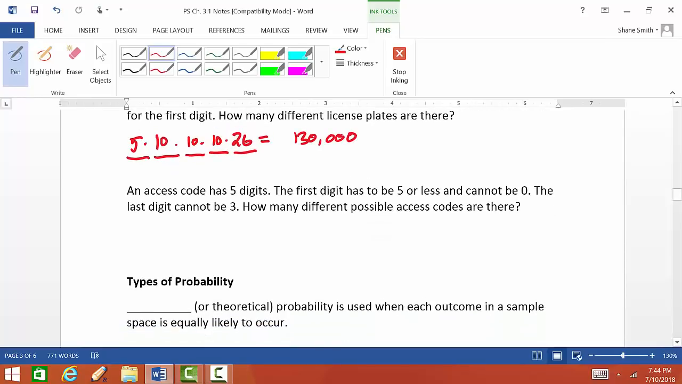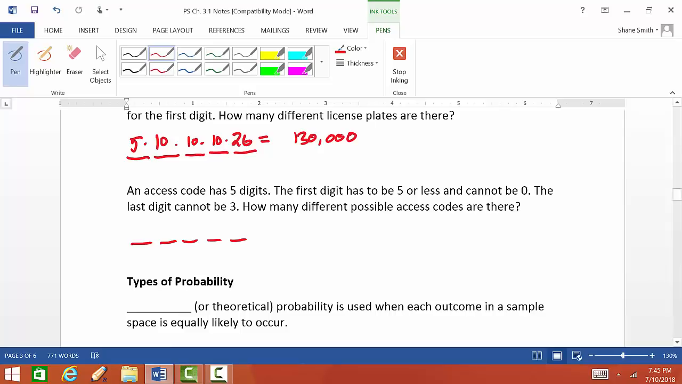An access code has 5 digits, so once again, I'll write my 5 lines. The first digit has to be 5 or less and cannot be 0. The last digit cannot be 3. How many different possible access codes are there? So try to figure out what you're multiplying together for this one and pause the video.